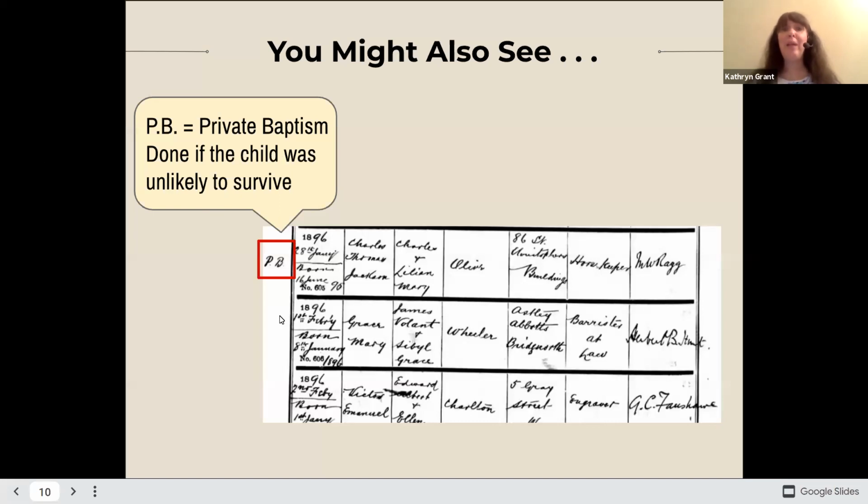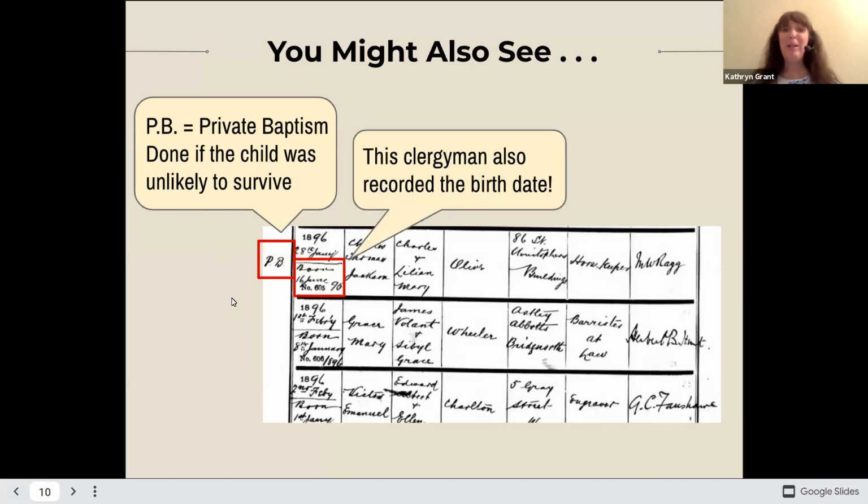There are times, I remember one person on my line who was privately baptized, but fortunately for the family and for him, he recovered and grew up and got married. And so he had posterity that we could add to our family tree. But many times this private baptism means that the child died not too long afterward.